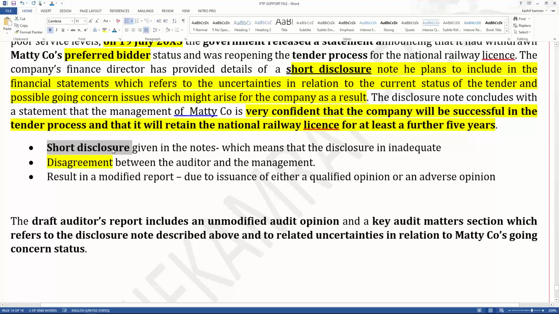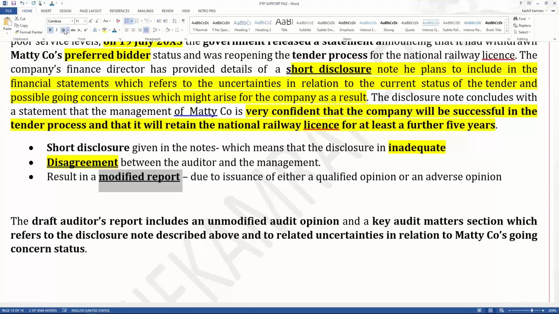So do you all agree that a short disclosure is inadequate? Bullet number one, you're all clear on bullet number one? All of you? Okay. So when you believe this is inadequate, bullet number two, do you all agree with the disagreement between the auditor and the management? Okay. Then in bullet number three, should we issue a modified report if there is a disagreement? Do you all agree with that? And either we will issue a qualified opinion or we will issue an adverse opinion, depending upon how significant the matter is.